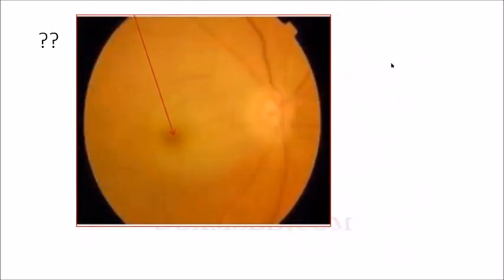So what is this? Look at the color of the retina. Look at the vessels. Look at the disc. It seems to be abnormal. And there is a pointed arrow mark. There is some finding also. Please, can anybody say the answer? The central retinal artery occlusion. Central retinal artery occlusion. What are the points in favor?